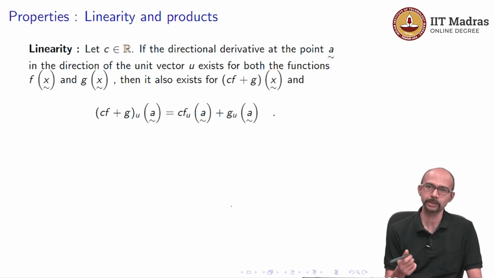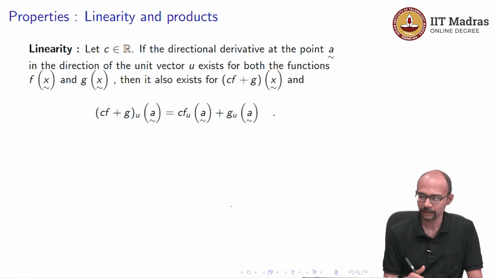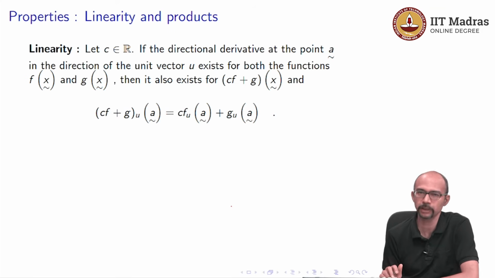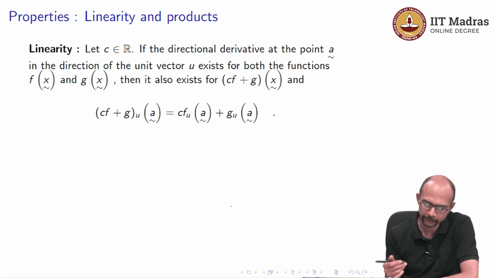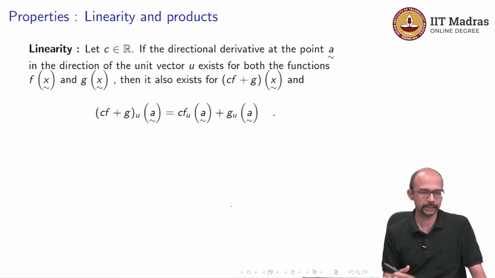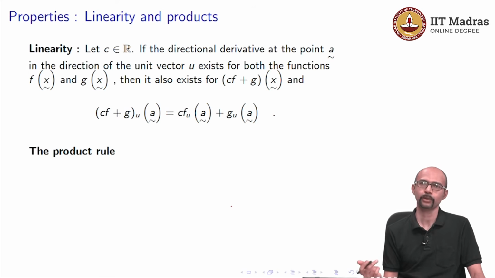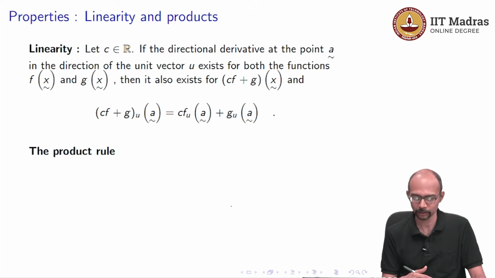Remember that u has to be the same, you can't choose different directions and hope to get the same thing. Okay, so that is linearity. In particular it follows from here that if you have f + g, then the directional derivative is the sum of the directional derivatives. If you have f - g, it is the difference, and if you just multiply by a constant, that constant comes out. Then we have the product rule. We did all these for derivatives, and now we are repeating these for directional derivatives. When I say derivatives, I mean from one variable calculus.